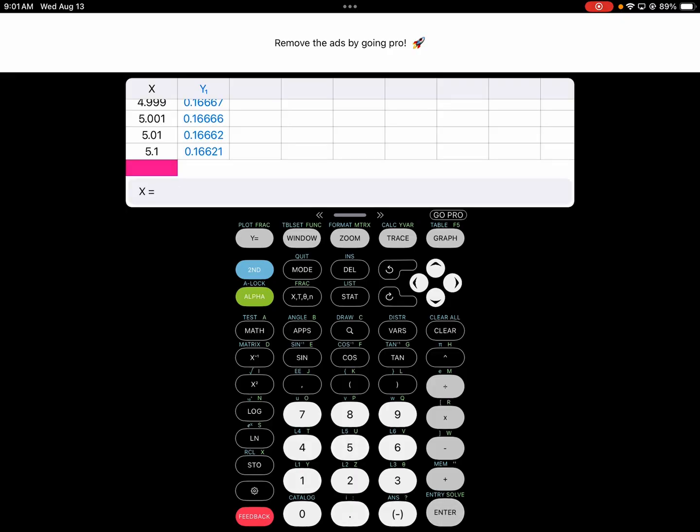Okay, what happens when you put 5 in? It says error. Okay, why is the error happening? It would cause a 0 in the denominator.